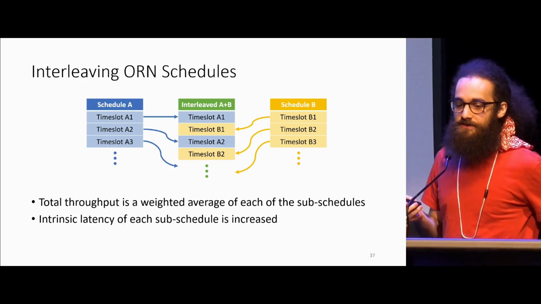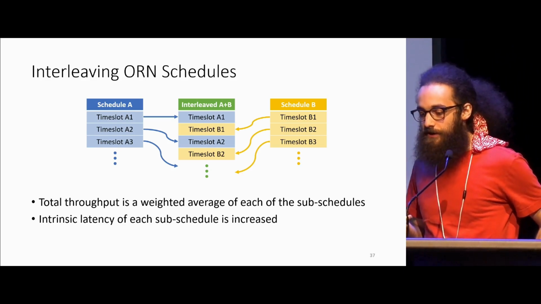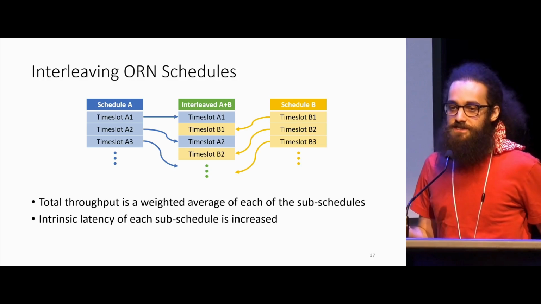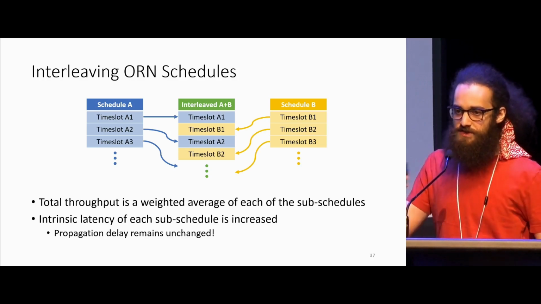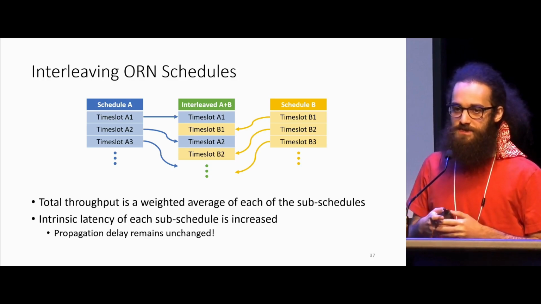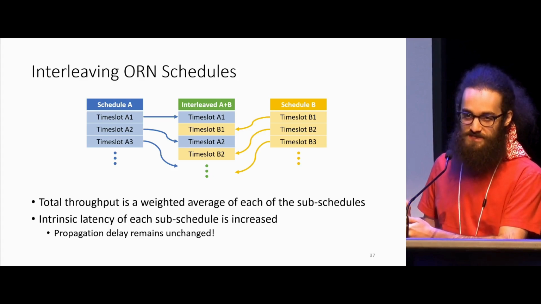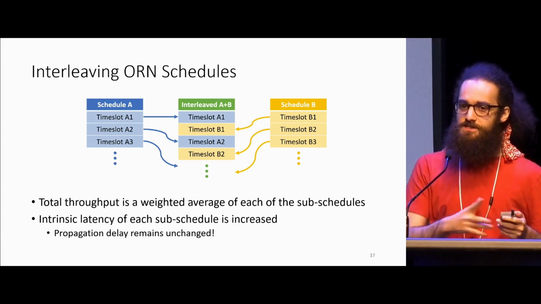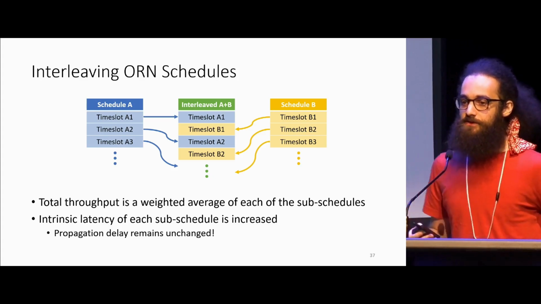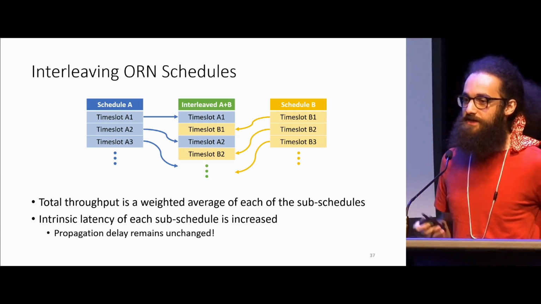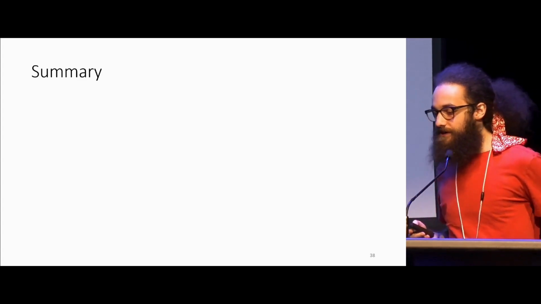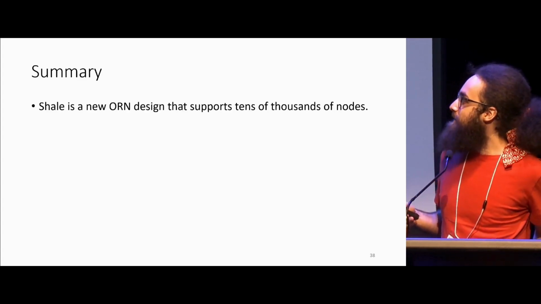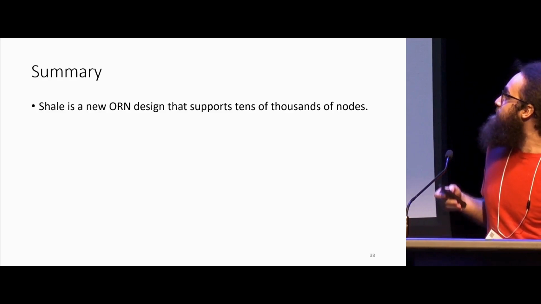You are going to make the latency a little bit longer, but this is only for the intrinsic latency. The propagation delay is not going to be affected by this, and your queuing delay might be affected in really interesting ways because you're routing some of the traffic on some subschedules and other traffic on other subschedules. So this is something that you have to tune manually. But we think this is a really exciting direction enabled by Shale, and we think it has a lot of promise.